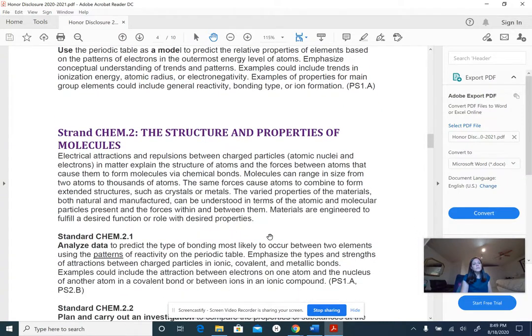The second quarter, we're going to be talking about the structure and property of molecules. So we're going to be starting to actually make molecules. We'll learn about ionic and covalent and network molecules. We'll learn about their different properties and how we name them, how we write their formulas, and start learning how to do all of that.